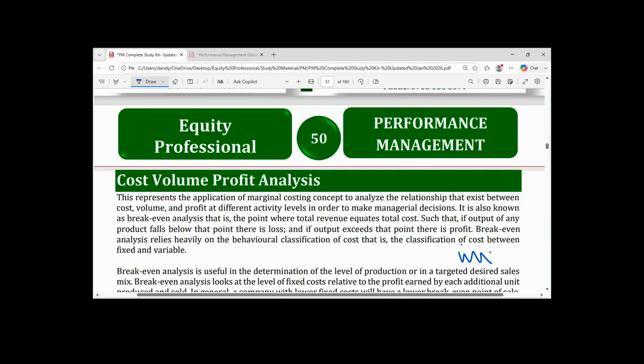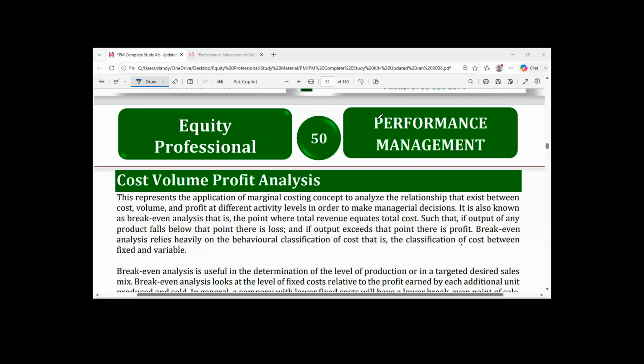I repeat, CVP represents the application of marginal costing technique to establish the relationship between cost, volume, and profits at different activity levels in making managerial decisions.